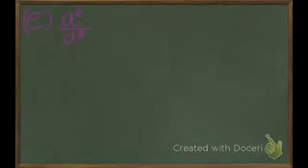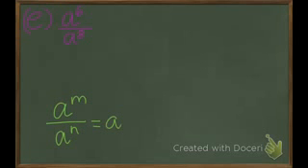Okay, so this is a law that hasn't come up yet in the questions that I've given you, and you should be able to recognize this instantly from GCSE. And this law is a to the power of m divided by a to the power of n is equal to a to the power of m minus n. Okay? So therefore, a to the power of 6 divided by a to the power of 8 is equal to a to the power of 6 minus 8, which is equal to a to the power of minus 2.